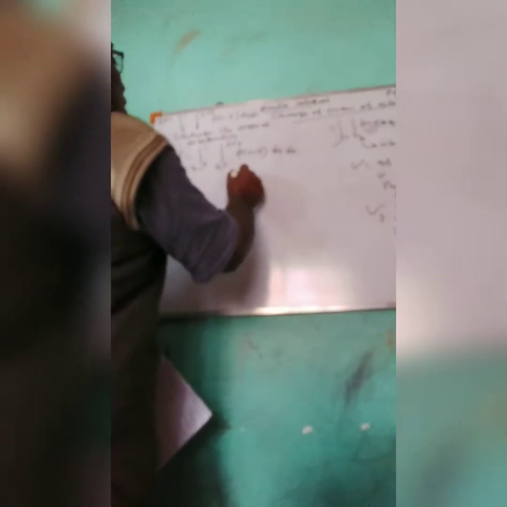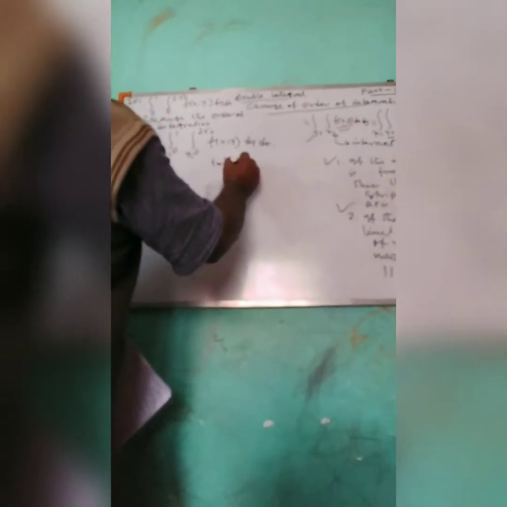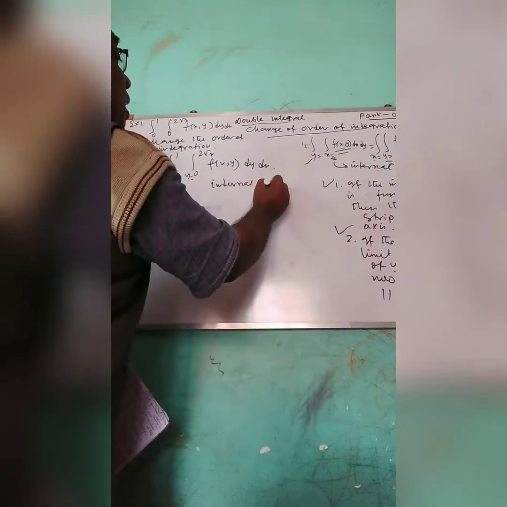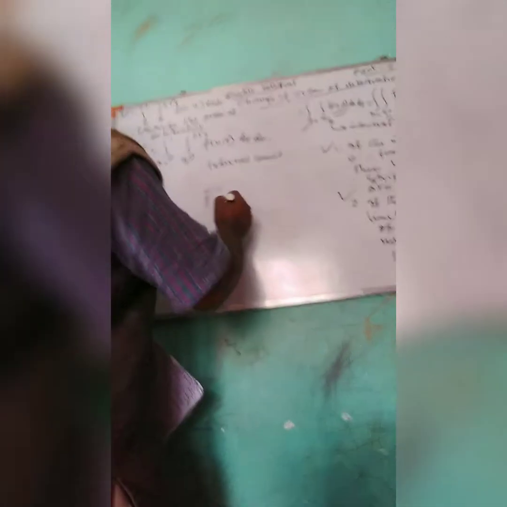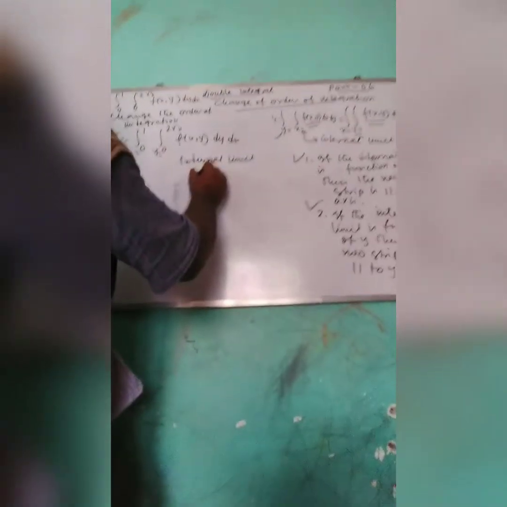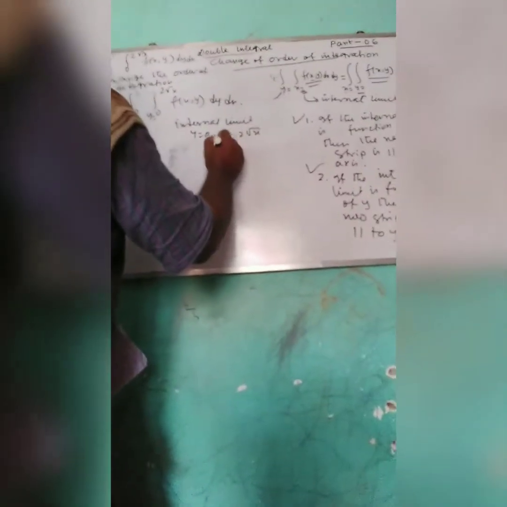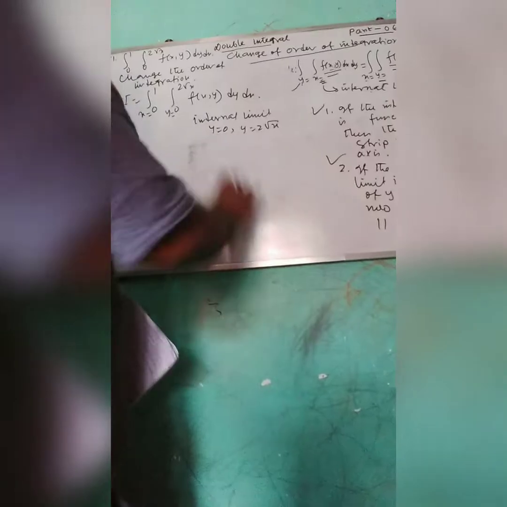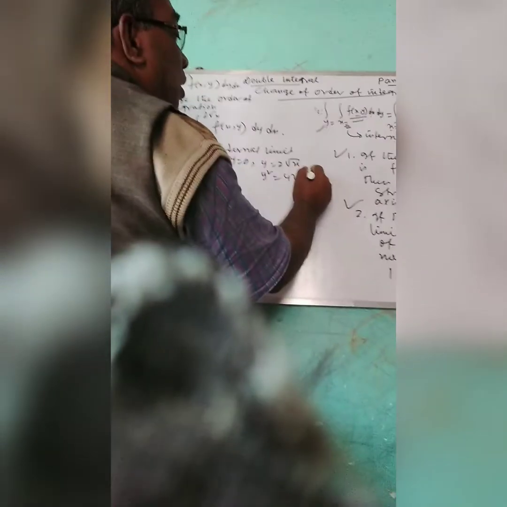Now, from the given condition, that is the internal limit, I have to draw the rough sketch first. The internal limit is y equals 0 and y equals 2 root x. Y equals 0 is the x-axis. Y equals 2 root x means y squared equals 4x, that is a parabola.